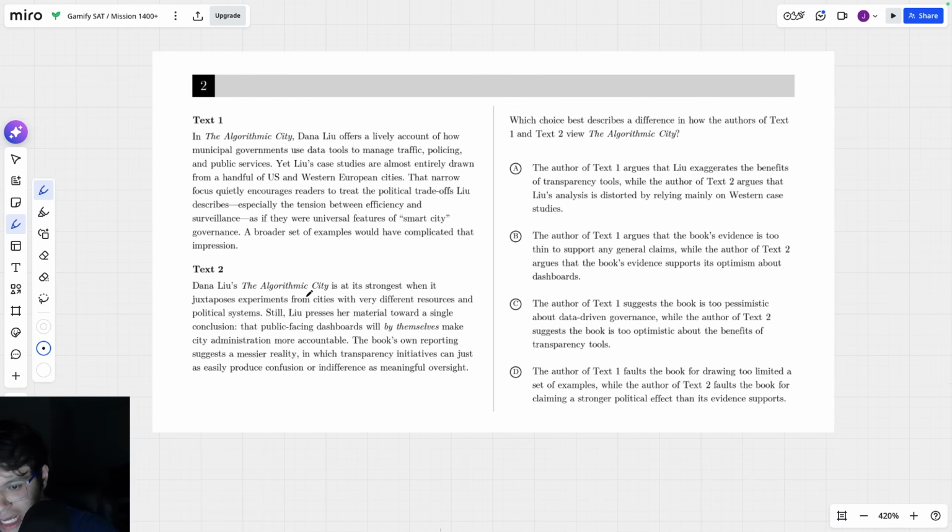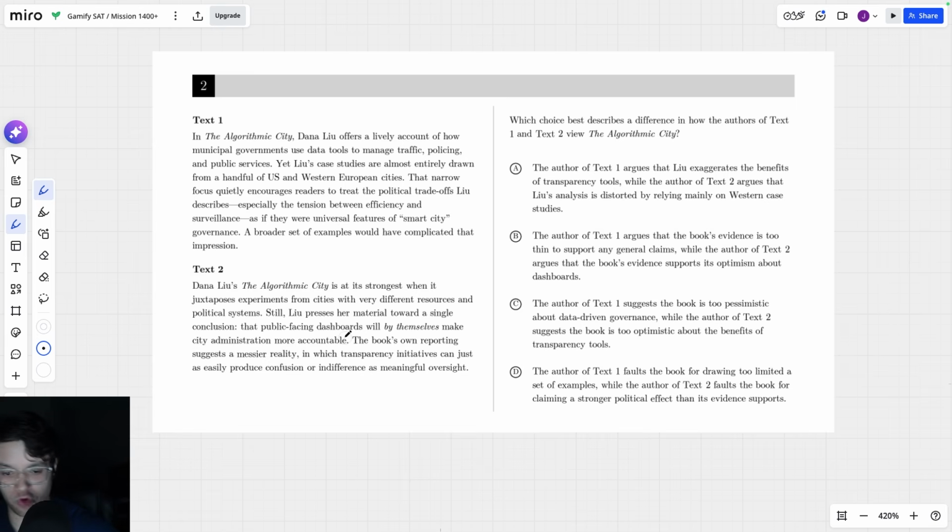Okay, Dana Lu's The Algorithmic City is at its strongest when it juxtaposes experiments from cities with very different resources and political systems. So, a similar idea here: they're saying it's best when they show things from very different cities with different circumstances. Still, Lu presents her material toward a single conclusion, that public-facing dashboards will by themselves make city administration more accountable. So it has this one clear conclusion, that if you have these dashboards, it's going to make the administration more accountable.